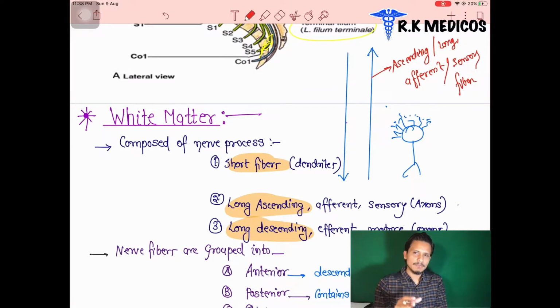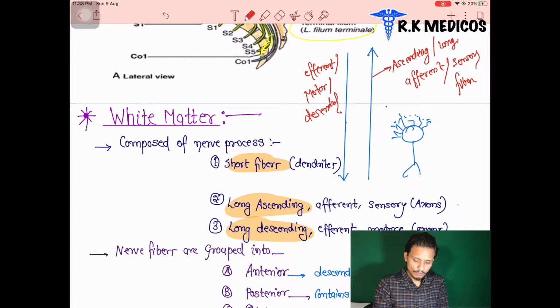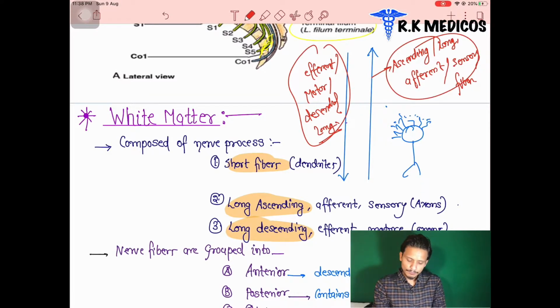The fibers that carry impulses from the central nervous system, basically from the brain, somatomotor cortex area, and moving down, are called efferent or motor, or they are going down, that's why they are called descending. And these are also the long fibers. So these are the four names, or we can identify by this.